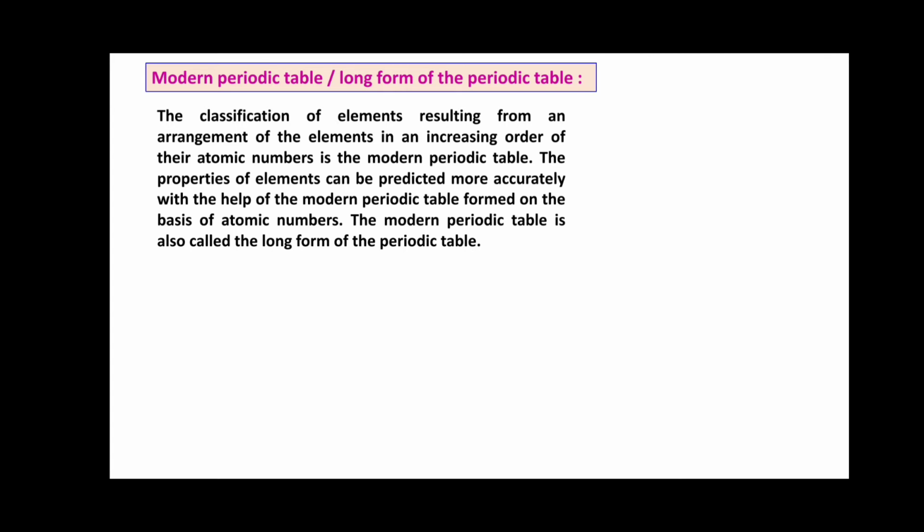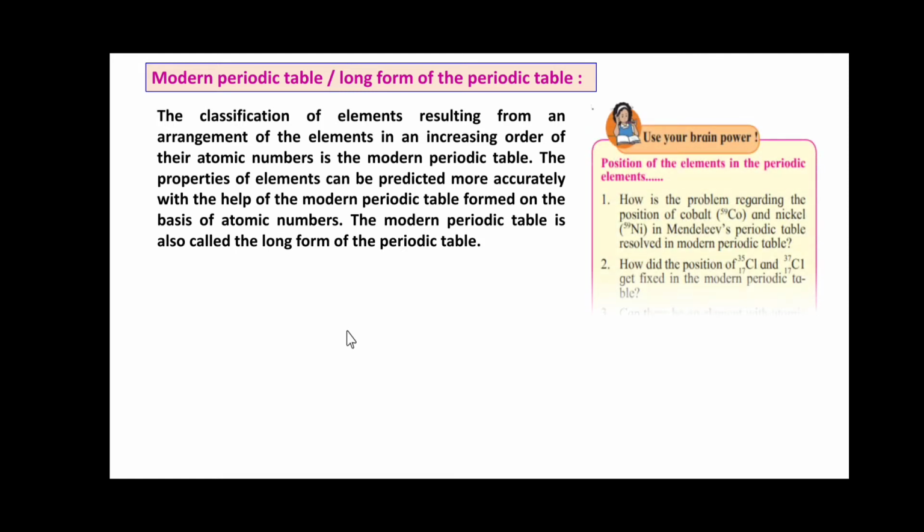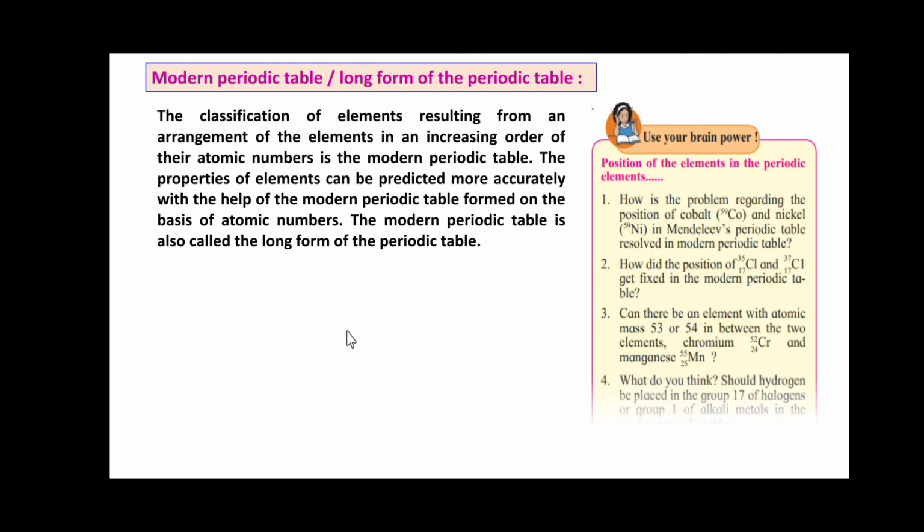In the modern periodic table, the elements are arranged in accordance with the atomic number, as you know. As a result, most of the drawbacks of Mendeleev's periodic table appear to be removed. However, the ambiguity about the position of hydrogen is not removed even in the modern periodic table. So friends, we must recall the position of the elements in this modern periodic table.